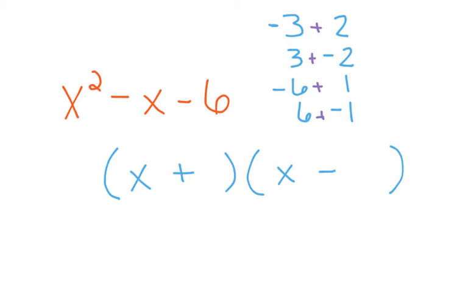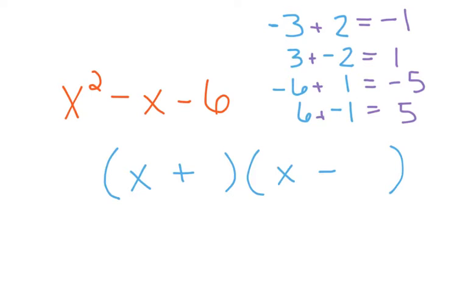So -3 plus 2 gives me -1, which obviously I can tell right now is the answer, but I'm going to keep going so we can look at it. 3 plus -2 is +1. -6 plus 1 is -5. And 6 plus -1 is +5.